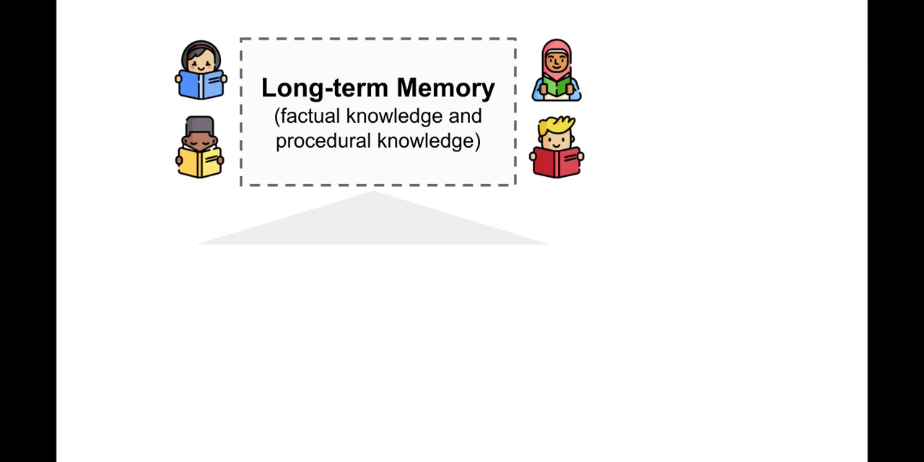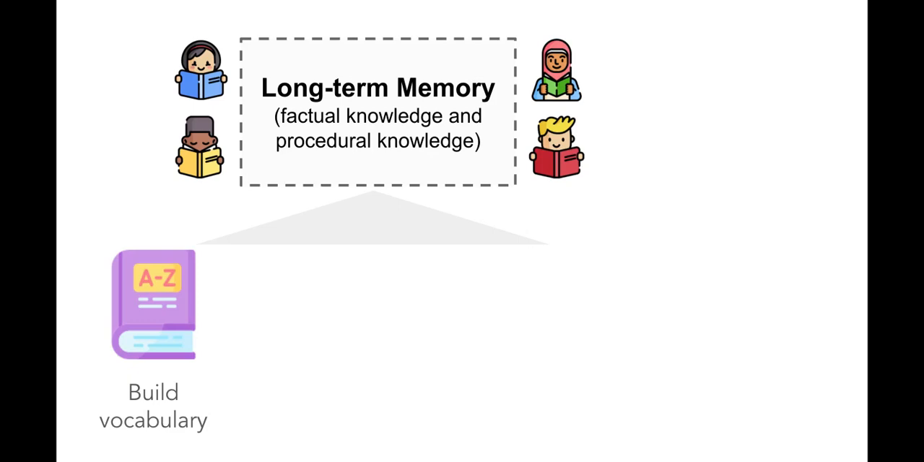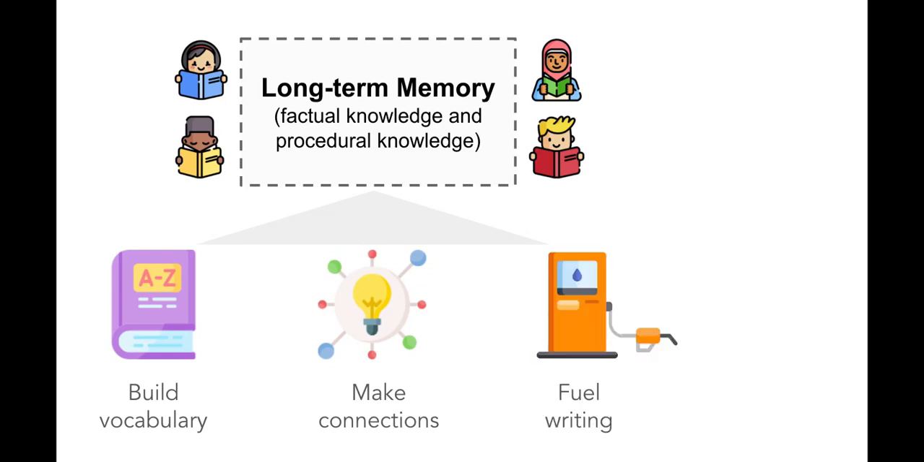When we store information in our long-term memory, we build important world knowledge and acquire additional vocabulary. We're able to make connections with prior ideas and prepare to make connections with future ones. And practically, reading and becoming deeply knowledgeable about a topic is the only way to write about that topic well.